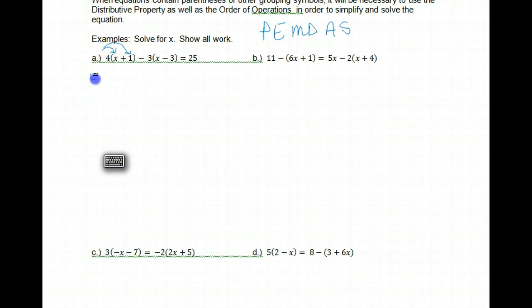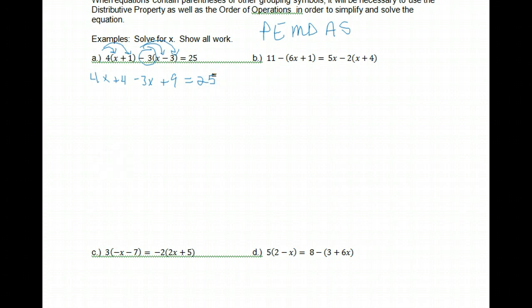So 4 times x makes 4x. 4 times 1 makes positive 4. For my other quantity, I am distributing in a negative 3. So the negative 3 will get multiplied to every term inside that parenthesis. Negative 3 times x makes negative 3x. Negative 3 times negative 3 makes positive 9. And then I will bring down my equals 25.